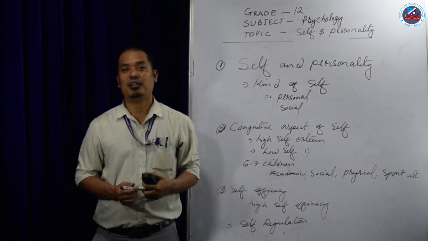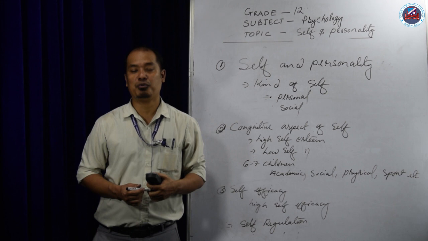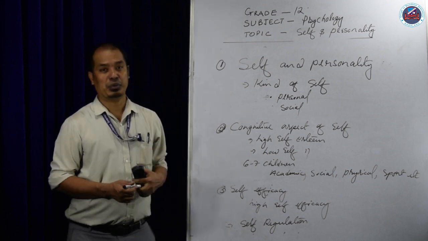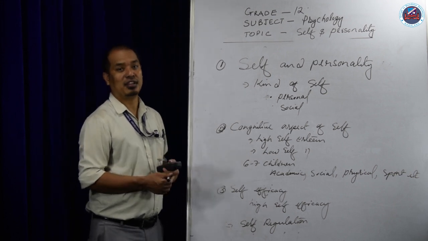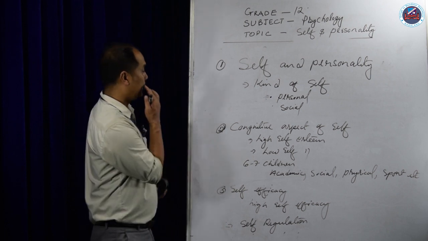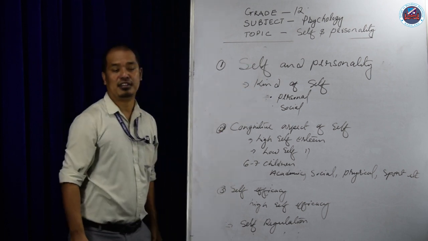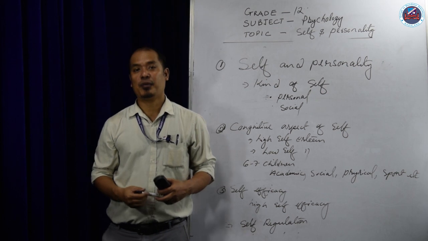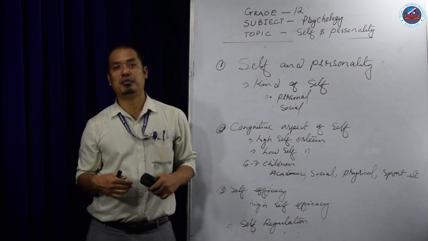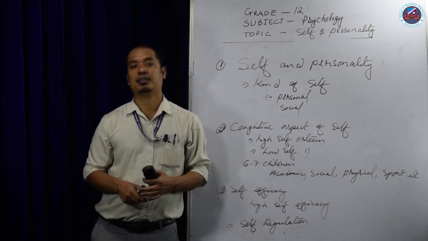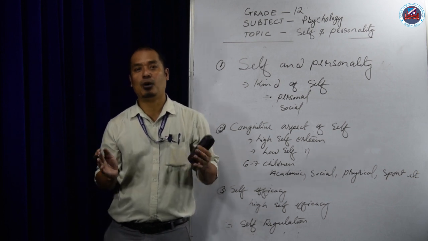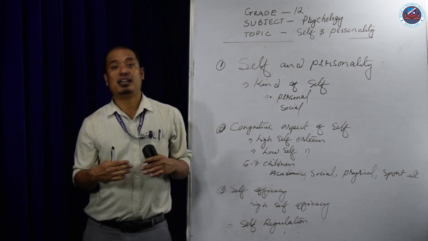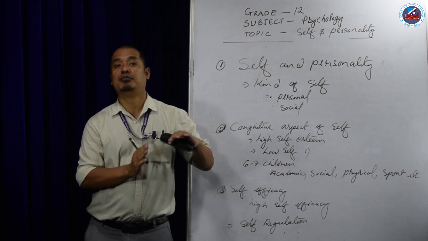Today my topic is called Self and Personality, which falls under chapter 2. The first point that I'm going to discuss today is called Self and Personality. Now, you may get a question in the final exam: what do you mean by self and personality? Self means different people hold different ideas about themselves, which represents the self of that person.